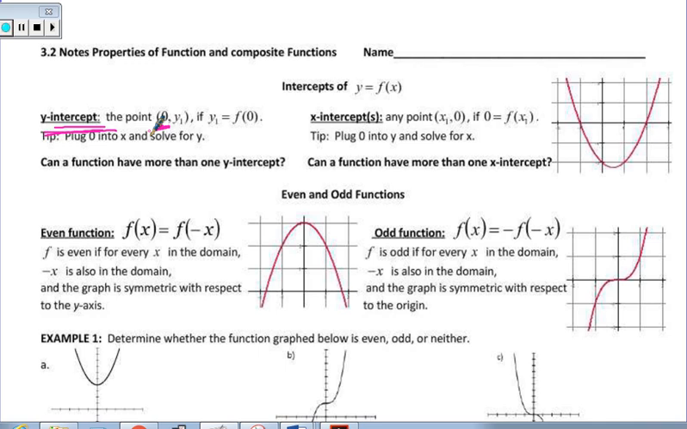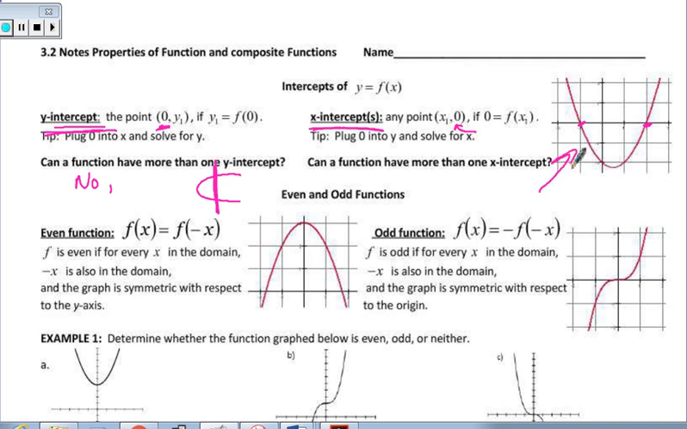And then we have our x-intercepts here, and that is where the graph would be crossing the x-axis. And here you would have the y-coordinate be 0. Can a function have more than one y-intercept? And the answer to that is no. If there's your y-axis, if we were to cross more than once, what would happen is we would fail the vertical line test.